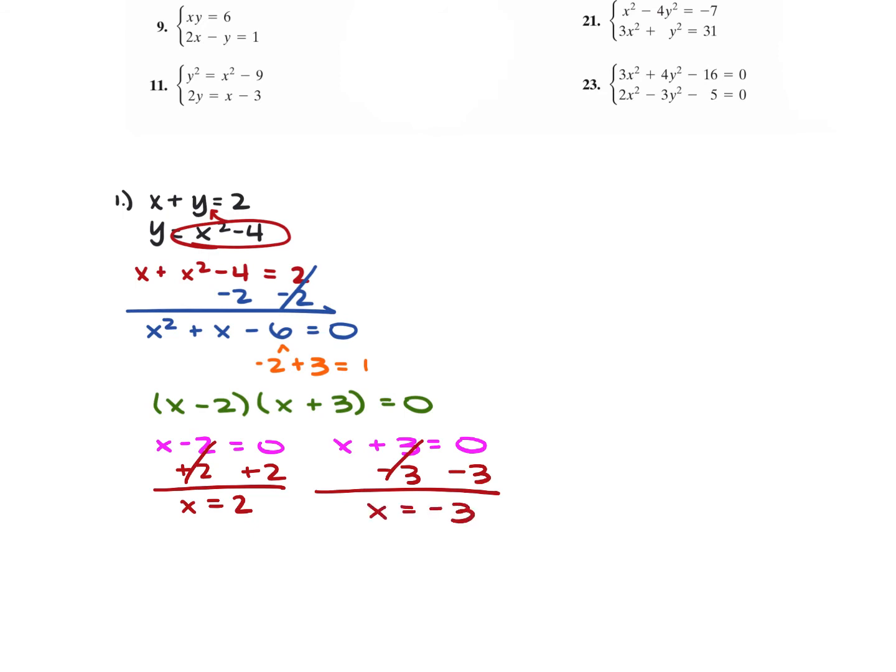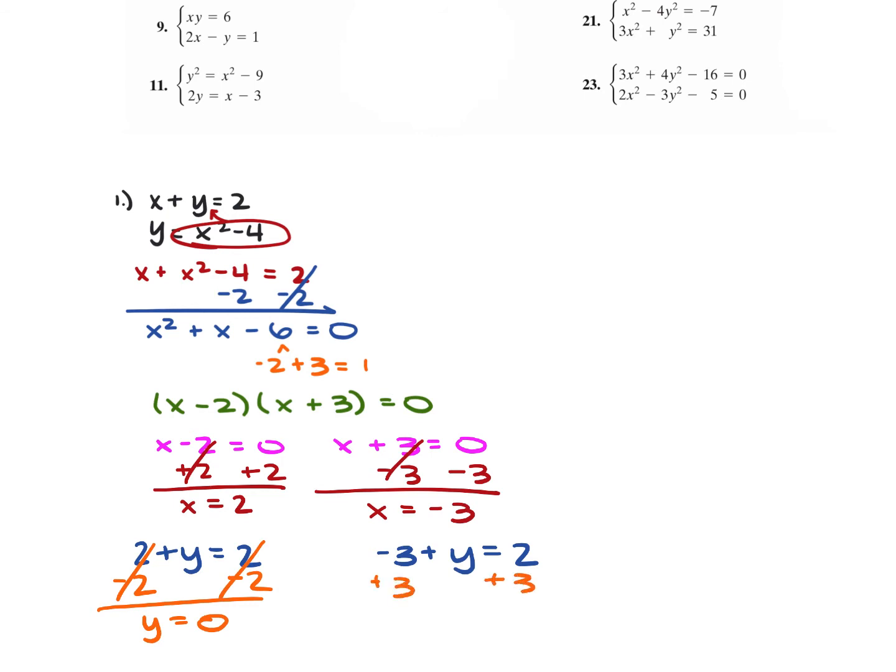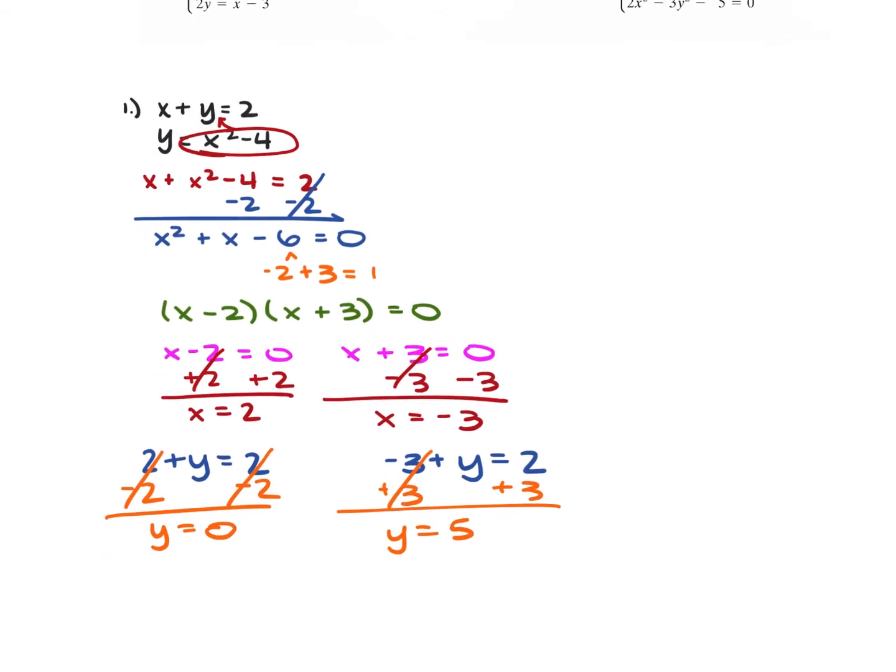From here, you are going to plug both of these numbers in for x in one of those original equations and solve for y. I'm going to use the top one, so I'm going to have 2 plus y is equal to 2, as well as negative 3 plus y is equal to 2. I move the 2 over by subtracting it from each side, and I get that y is equal to 0. I move the 3 over by adding it to each side, and we get that y is equal to 5. So again, you have two ordered pairs that are your solutions. One is 2, 0. The other is negative 3, 5.